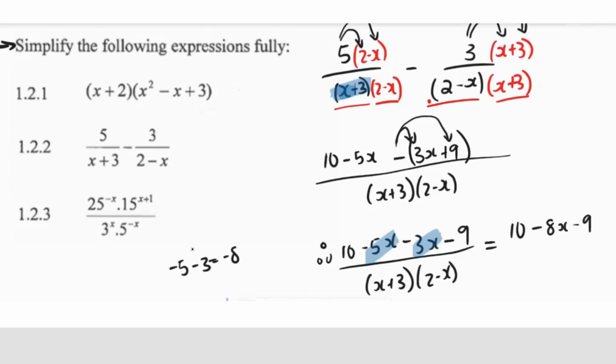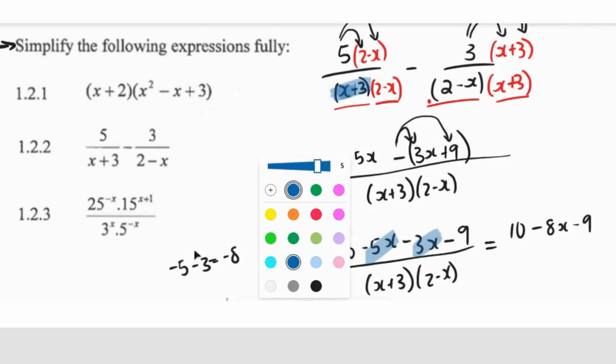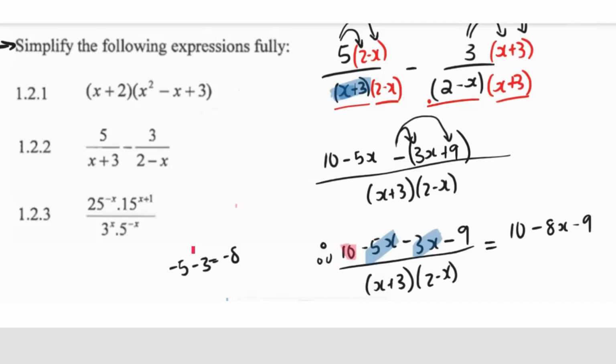And then do we have another like term that I forgot? You guys are so smart. You saw it. Yes. We have the 10 there, minus 9. So 10 minus 9 is going to give us a 1. So we're going to have 1 minus 8x.